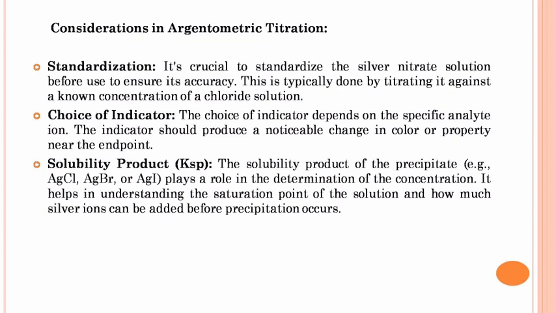Second, choice of indicator. The choice of indicator depends on the specific analyte ion. The indicator should produce a noticeable change in color or property near the endpoint. Third, solubility product, Ksp. The solubility product of the precipitate, for example AgCl, AgBr, or AgI, plays a role in the determination of the concentration. It helps in understanding the saturation point of the solution and how much silver ions can be added before precipitation occurs.